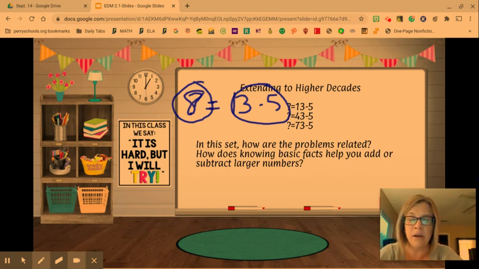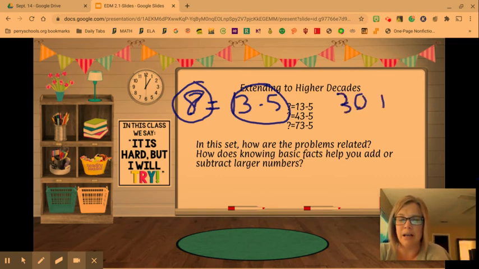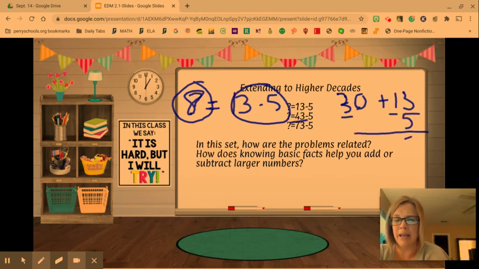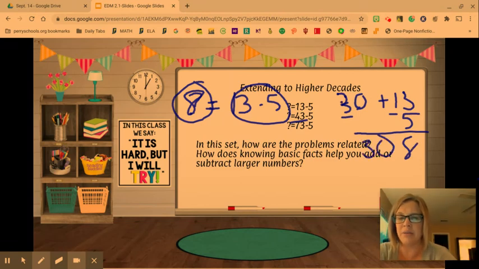So if I want to break down 43, it's a little bit trickier, but I would say 30 plus 13. That's how I get 43, because I have 3 tens and then 1 more 10 here. And then I can do minus 5 here to get my 8. And then I have 30. So 30 plus 8 is 38. 43 minus 5 is 38.